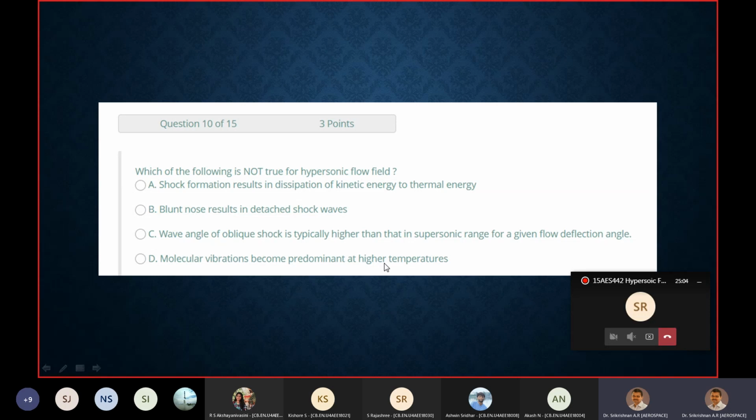But the statement is contrary. It says that the wave angle is higher for hypersonic than for supersonic, which is not correct. I'm sorry, for hypersonic it is lower. The statement says it is higher for hypersonic, which is not correct. It's a wrong statement, so that's the correct choice here.